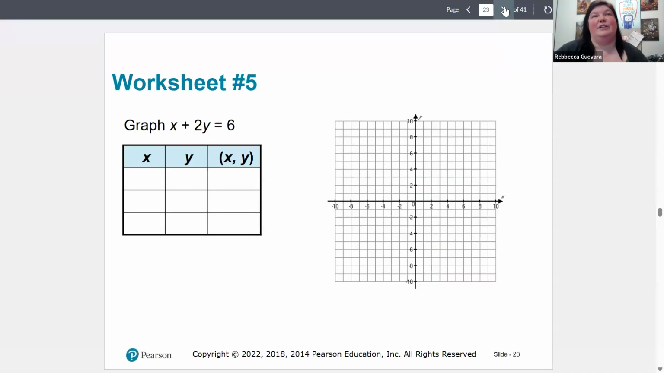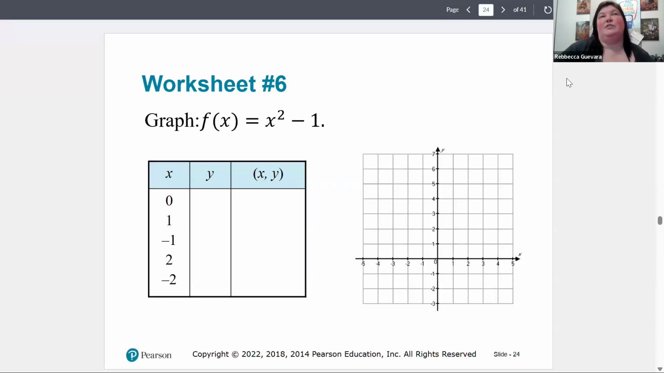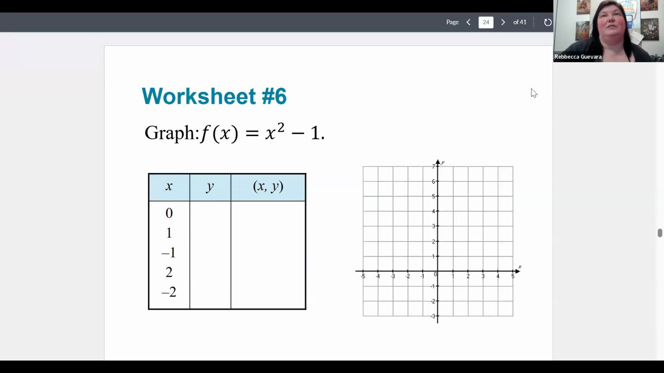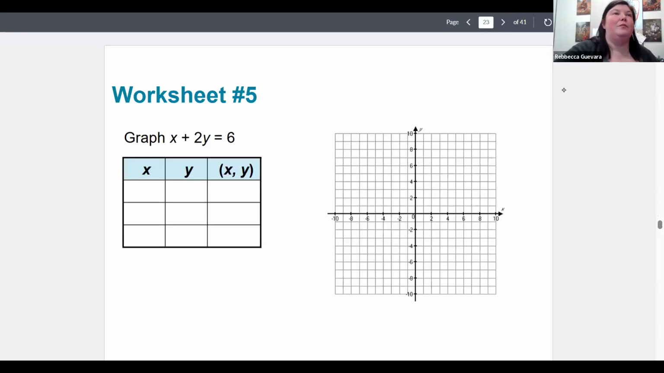So number 5, just try it yourself. So now you have x plus 2y equals 6. So just find a way, what do we need to do to make it help graph this function? And we also have number 6 here to look at as well. Okay, so we have x plus 2y equals 6.